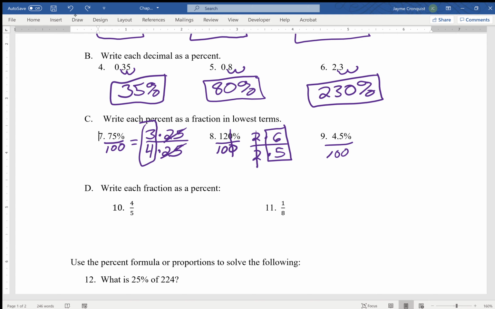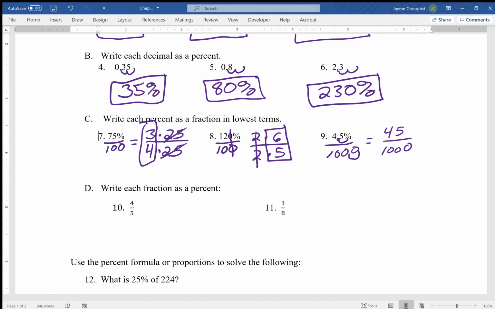So I need it to go 1 place this way. Oh, I'm still doing that. I've got to set it back to draw. There we go. All right, set it back. I'm going to need to move it this way, so I need to gain a 0. So I've got 45 over 1,000.